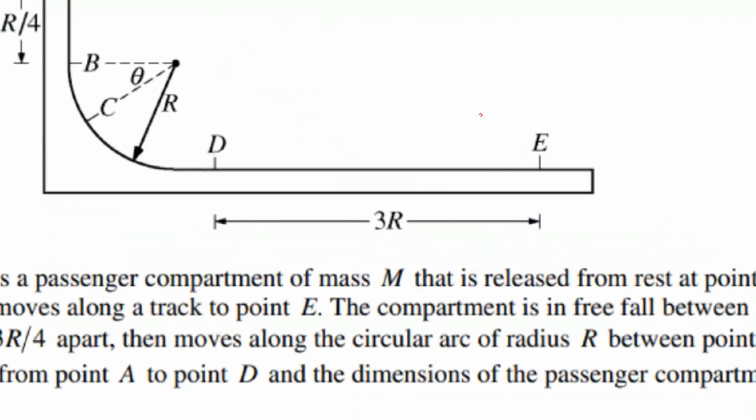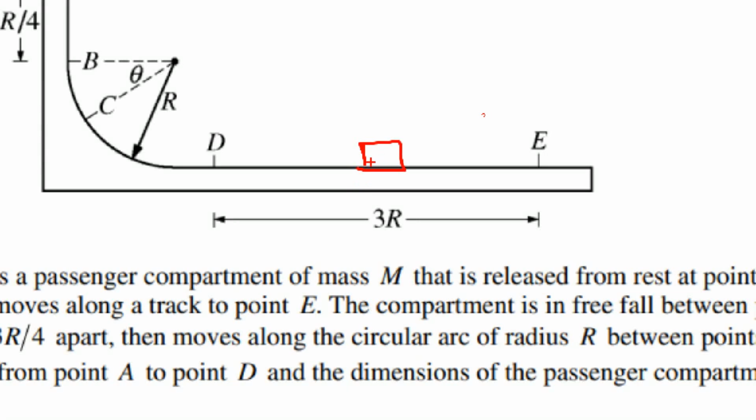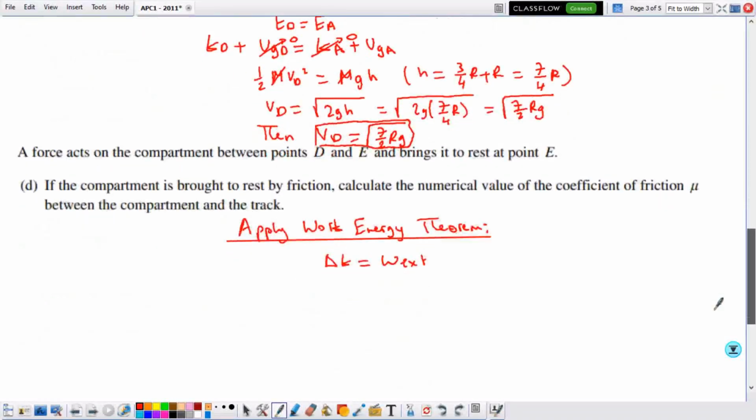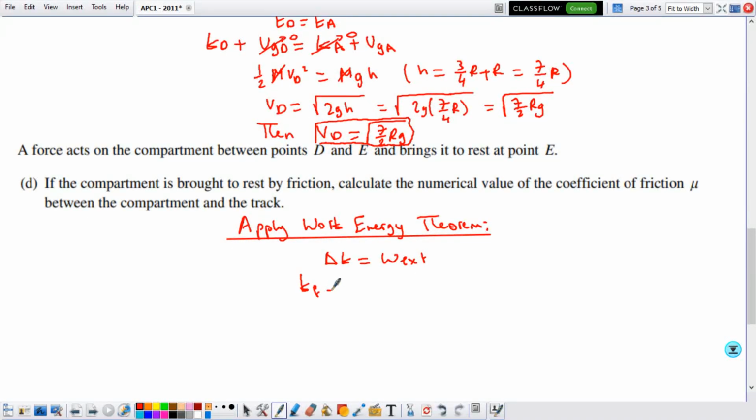From points D to E, if this is the compartment, what would be the forces acting on the compartment? We have the pull of gravity down, the normal push up, and the friction opposite to the motion. Now the pull of gravity and the normal push perform no work because they are perpendicular to this horizontal track. The stopping is due to the work done by friction only. Now the final kinetic energy would be 0.